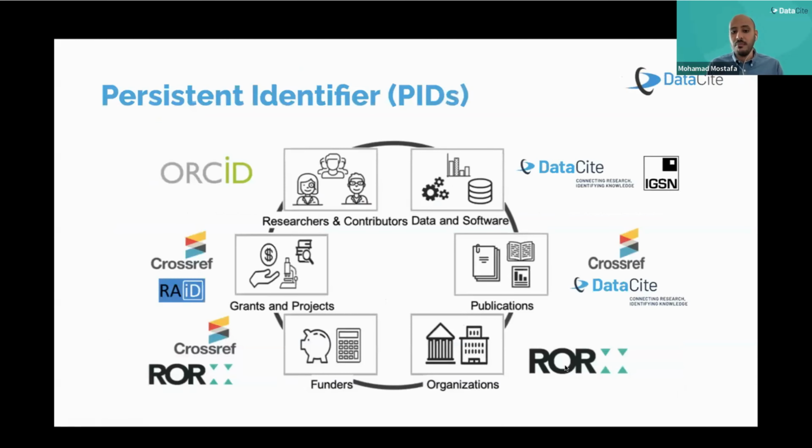So here is a screenshot that we prepared for the different PIDs and how they can work with different elements. For data and software, we have DataCite, our organization, and also IGSN. We are collaborating with them now. For publications like journal articles or datasets, we have DataCite and Crossref. And for organizations, as I explained, we have ROR ID for research organizations as well. For funders, we have Crossref Funder ID, and ROR is providing support on that as well. And we have research activity ID, and Crossref is working on the grants and the projects. And of course, within this workflow, we have ORCID ID as a unique identifier for the research contributors.